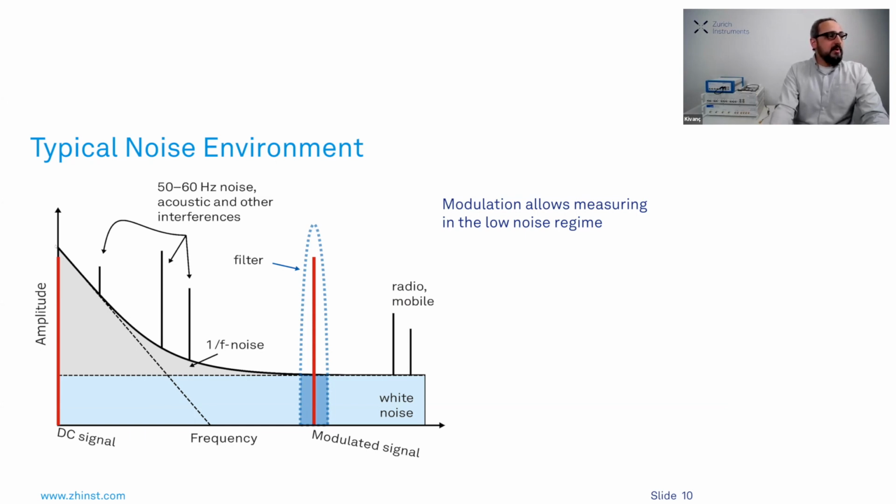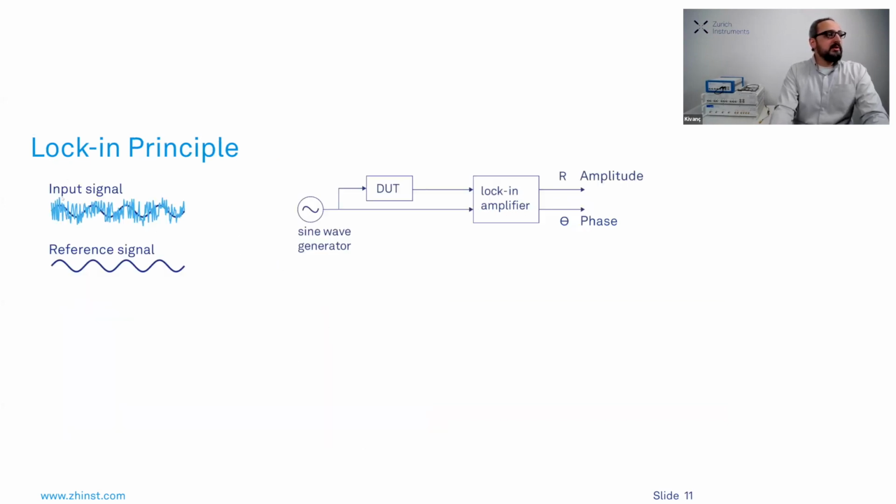To be able to measure such a signal, one way to do it is to modulate it to a higher frequency where the noise is lower. So this is essentially what we do. We modulate a signal in a noisy environment. To do that, we basically modulate with a sine generator or a wave generator that goes through the DUT, and also the reference signal goes to the lock-in. And the lock-in then provides us the amplitude and phase of this signal.